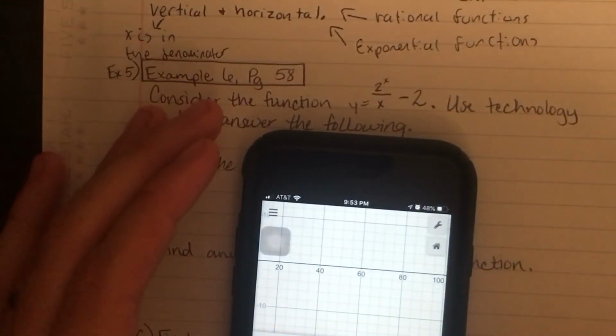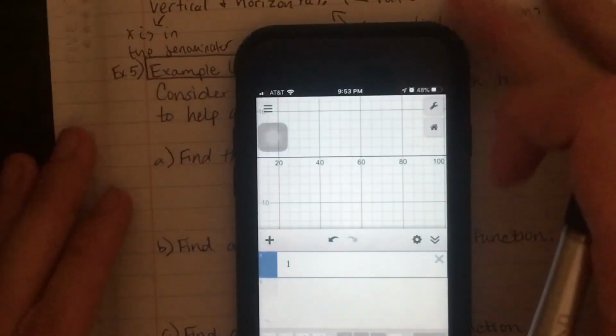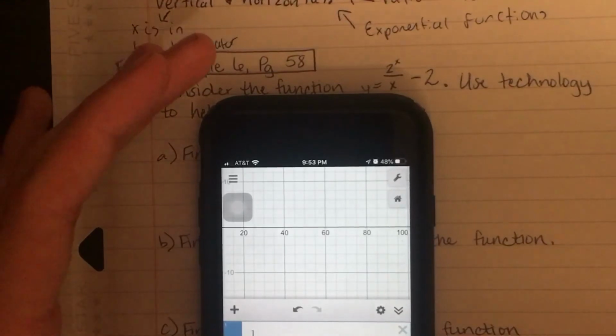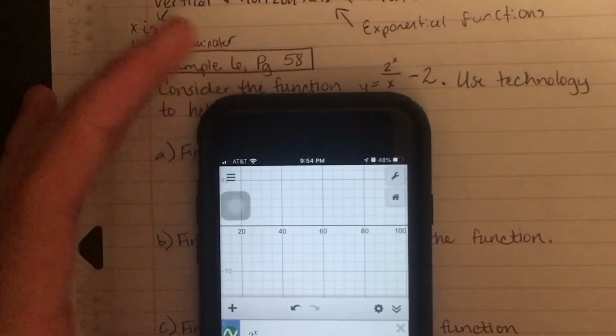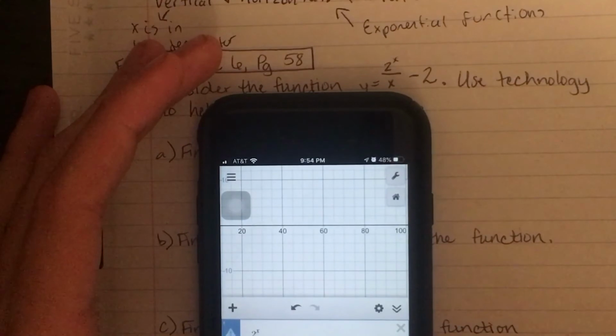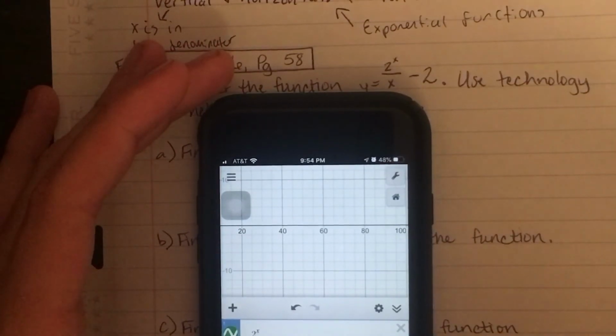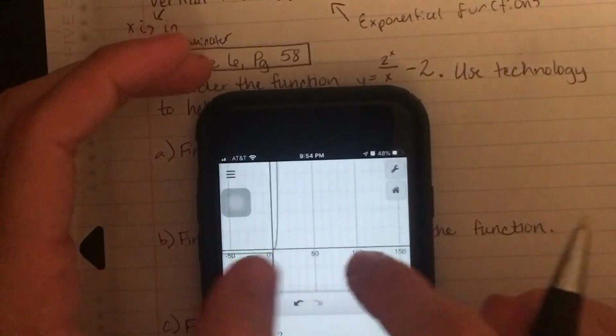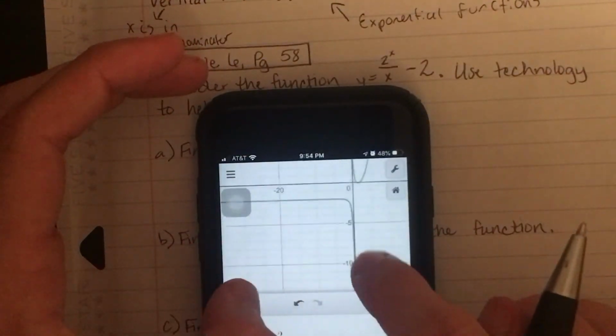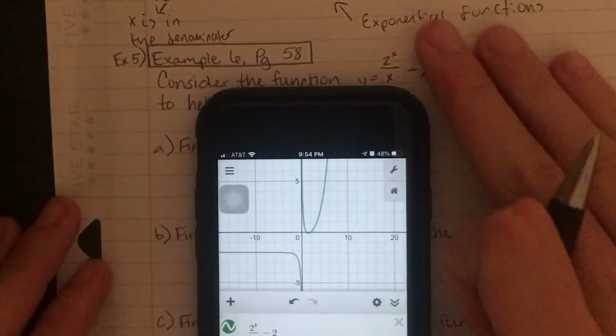So let's see here. You all get to watch Mr. Price struggle to graph this. So 2 to the x, let's go to the right, divided by x to the right. And then we're going to go minus 2. And this right here is that graph.